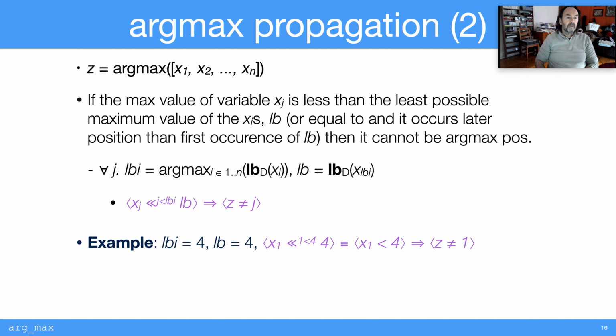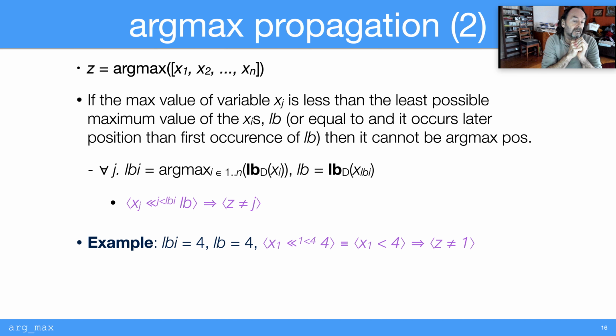The second rule: if we know that the maximum possible value of this index position is less than the least possible maximum value of the other xi's, then it can't be the argmax position. So if we work out the index of the argmax of the lower bounds of all the variables, then if we see that xj is less than this lower bound, and this is again a funny less than, if j is earlier in the result, it has to be strictly less than. If it's later, it can be up to equal to. Then in none of those cases could it be the argmax position, and so we can set Z not equal to j.